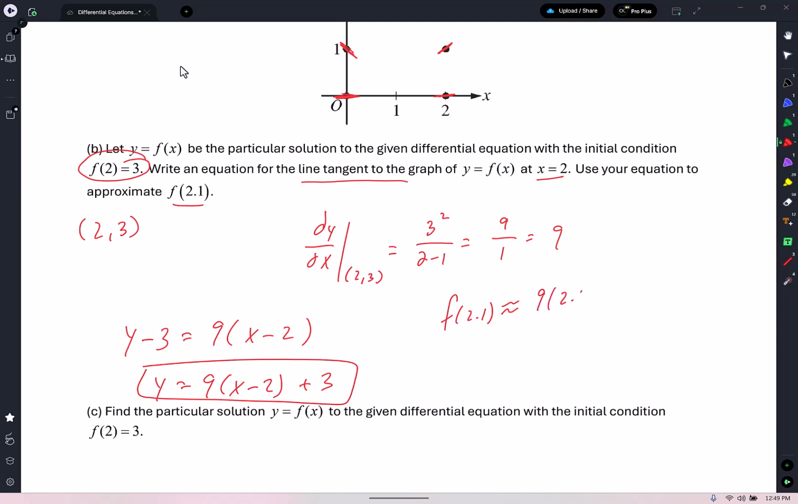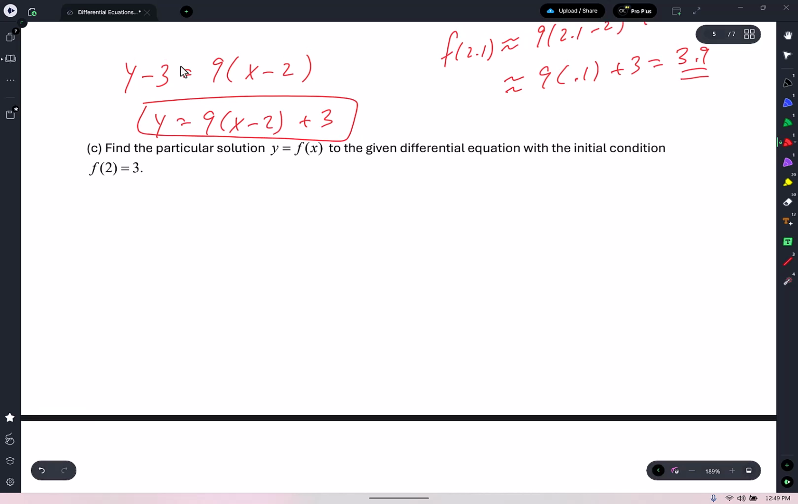9 parentheses 2.1 minus 2, close it, plus 3. I guess you could leave it like that, guys, and that technically would be full credit. But I think we're good enough that we can figure this out. 9 times 2.1 minus 2 is 0.1, plus 3. 9 times 0.1 is 0.9, so this is 3.9. And there it is.